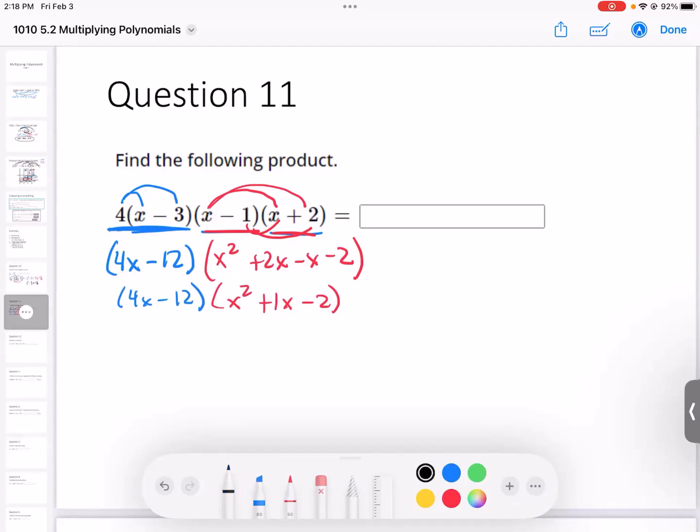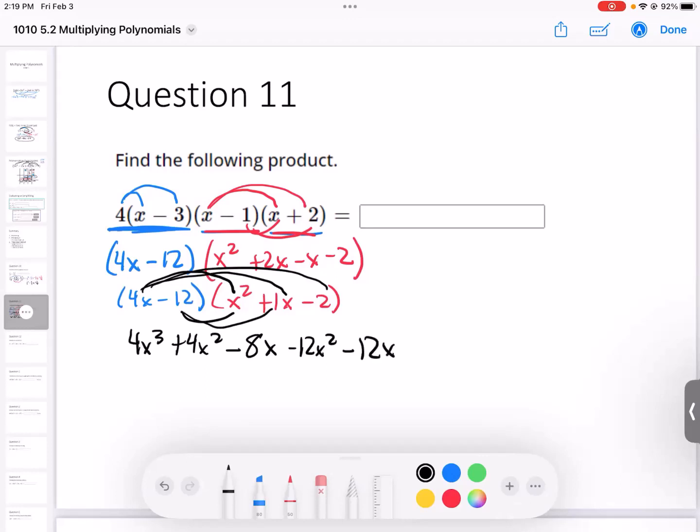So I'll distribute these and I'll get 4x times x squared is 4x cubed. 4x times 1x is 4x squared. And 4x times -2 is -8x. And then -12 times x squared is -12x squared. -12 times 1x is -12x. And -12 times -2 is positive 24.